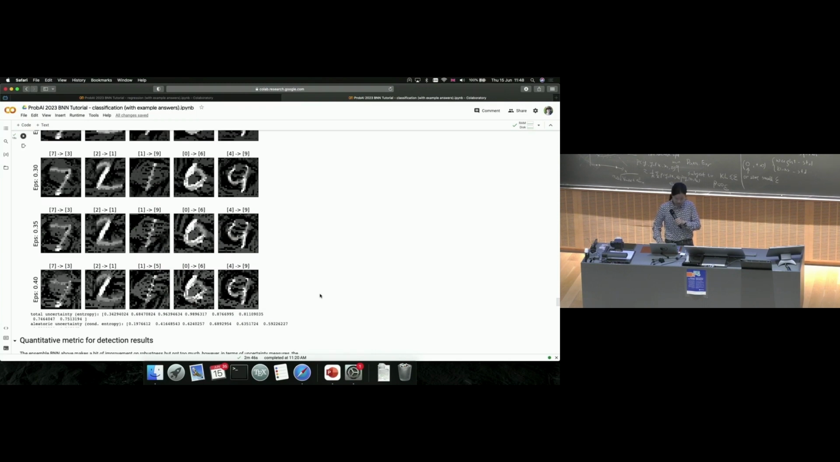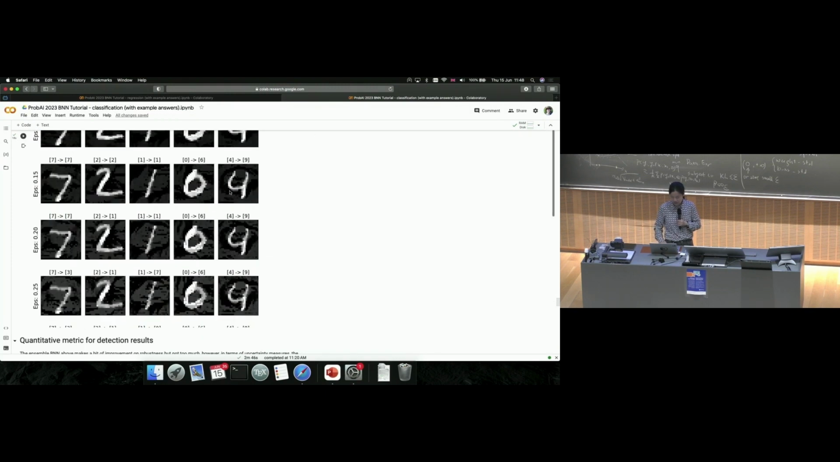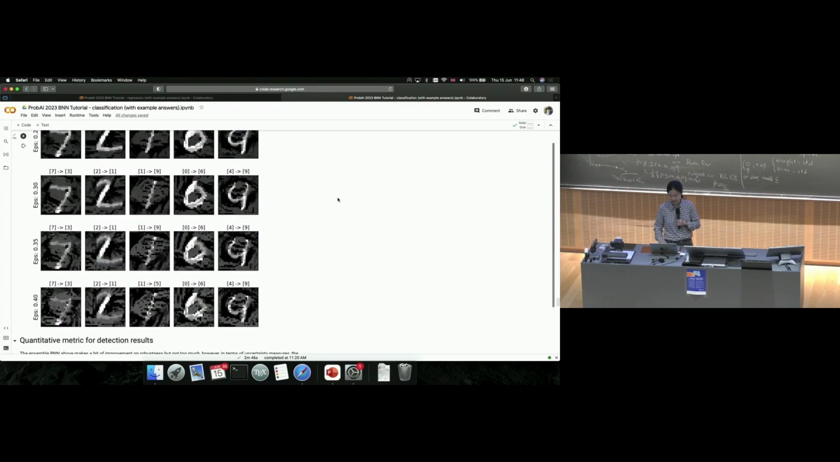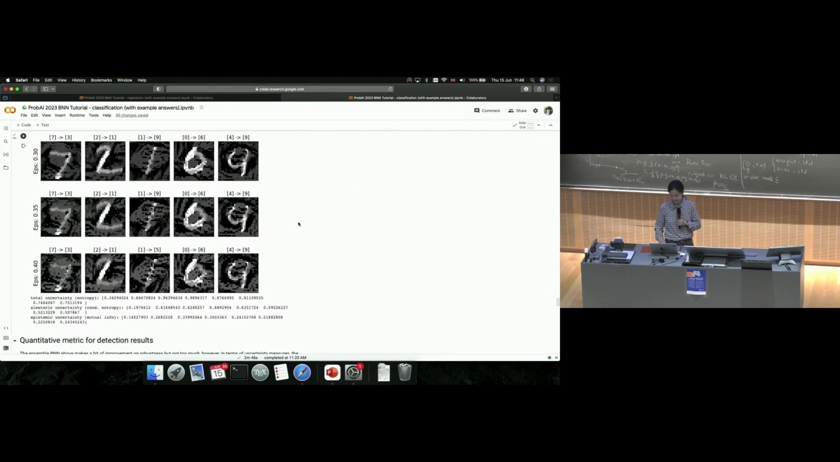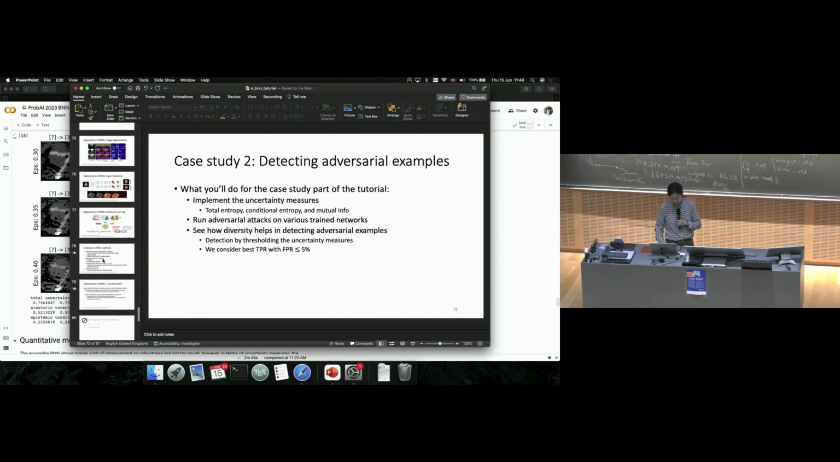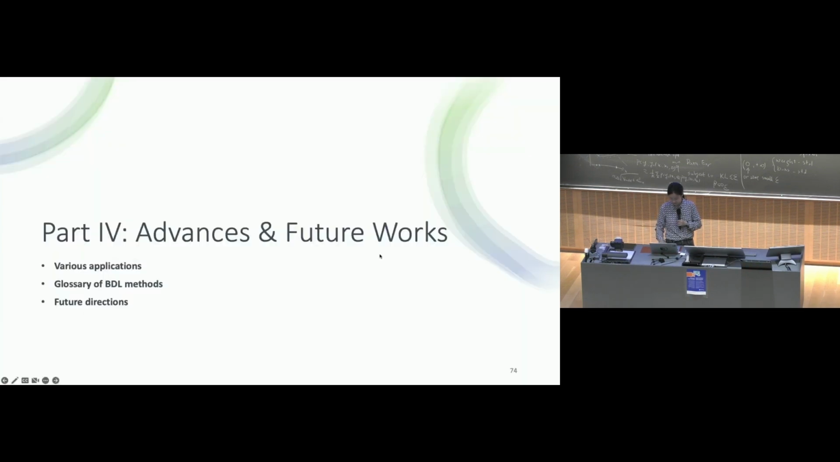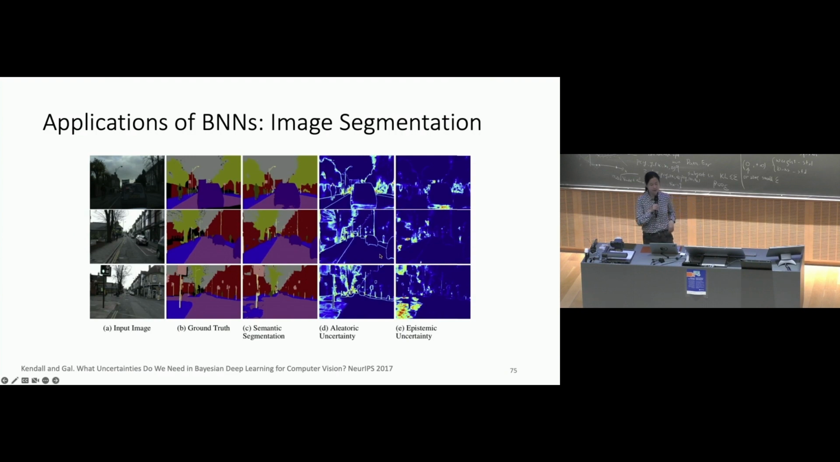So in the interest of time, I'm going to very quickly summarize what we've talked about today. This classification tutorial is also online, so you can play around with it, and the answers will also be online. So let me quickly mention some possible applications right now.